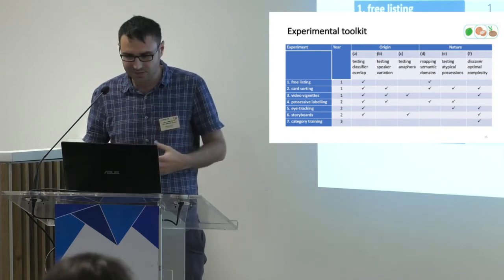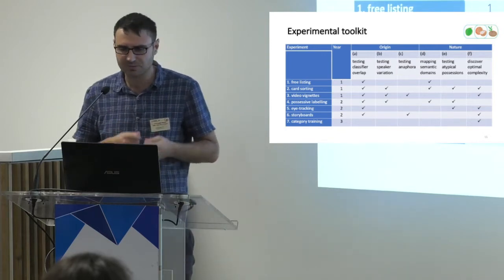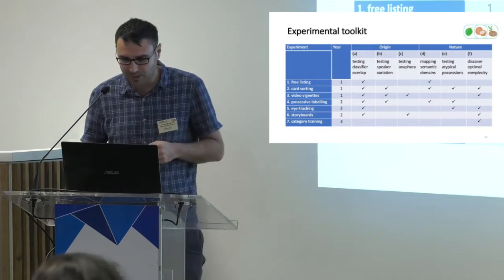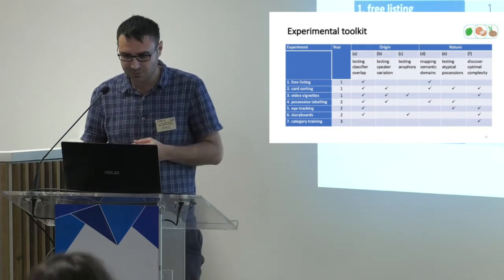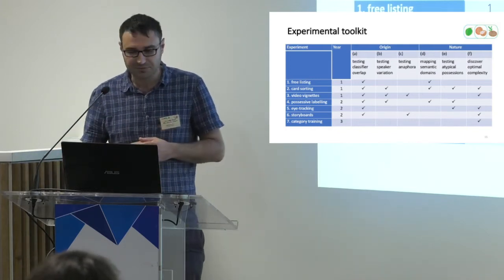What are the semantic domains of these classifiers? How flexible or stretchy is the system with typical and atypical possessions, or typical and atypical interactions? And obviously, to discover what optimal complexity is in these languages. What's the most cognitively efficient system?